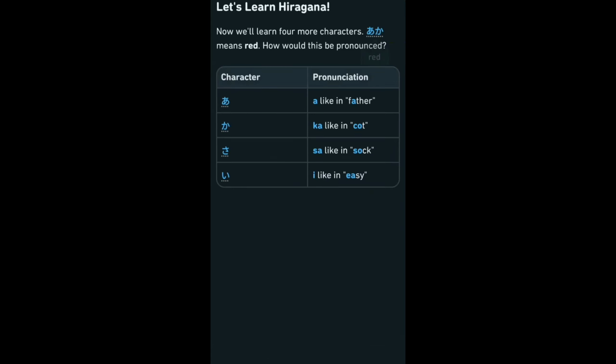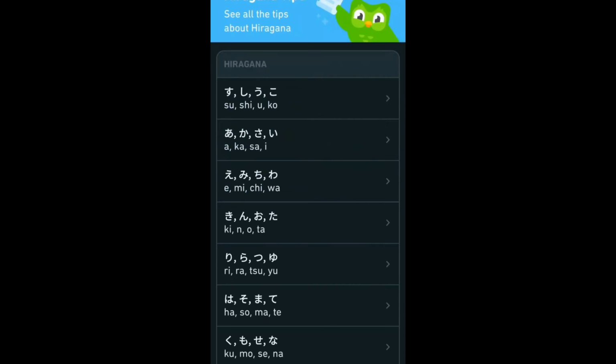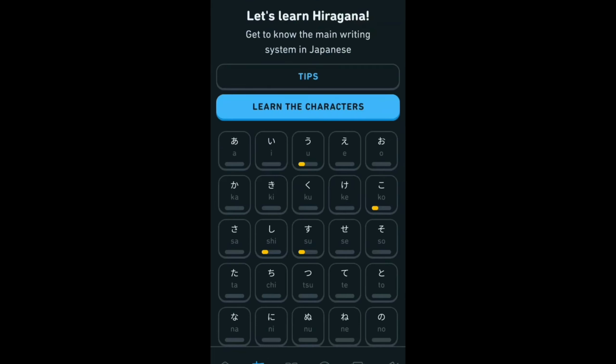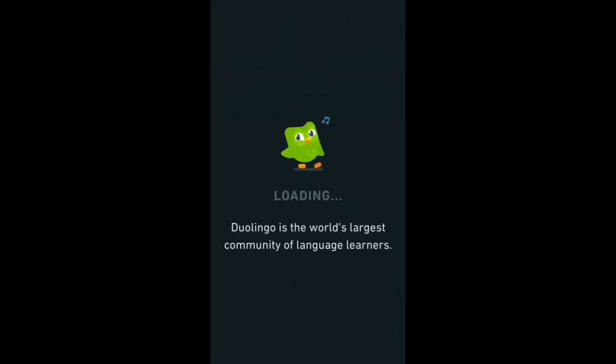Okay, now we're going to... So what do you think the first letter is? The one in blue. So now we'll learn 4 more characters. How do you think this is pronounced? It's pronounced as aka. And that's the color red.